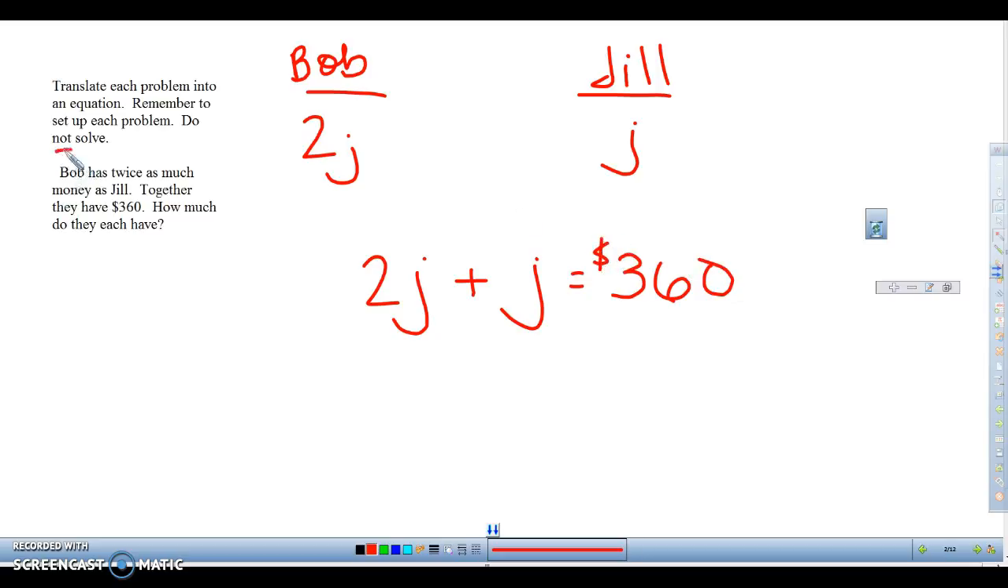Again, we're not solving. Bob has 2J, Jill has J. That's how much they each have. We don't need to know what J means at this point.